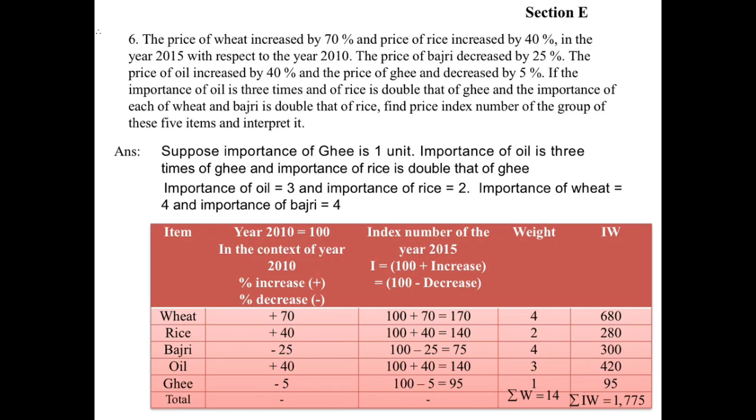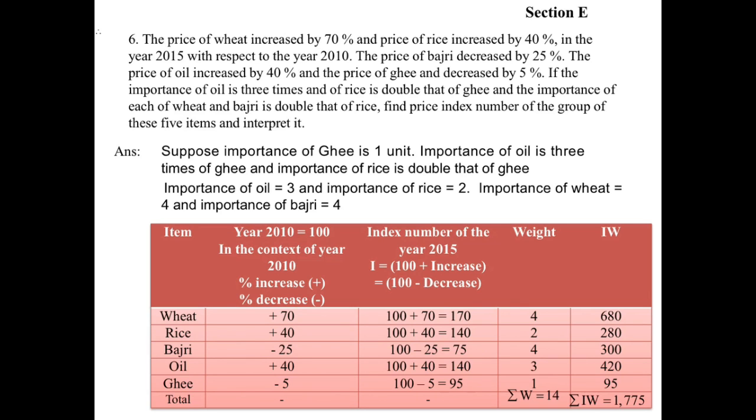Now question number 6. The price of wheat is increased by 70%. Price of rice increased by 40% in the year 2015 with respect to the year 2010. Price of bajri decreased by 25%. Price of oil increased by 40%, and the price of ghee decreased by 5%.